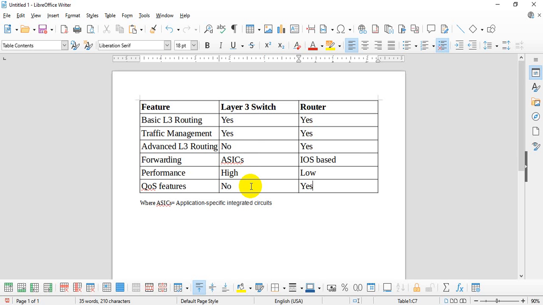This is a very important topic, guys. You have to separate the L3 switches and the router, know the difference between them, and know what the similarities are between L3 switches and routers. So this is the video about the comparison between L3 switches and the router on the basis of features, which I have explained and shown to you. I hope you have understood the features and the difference between L3 switches and the router.